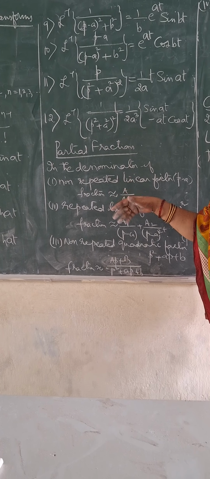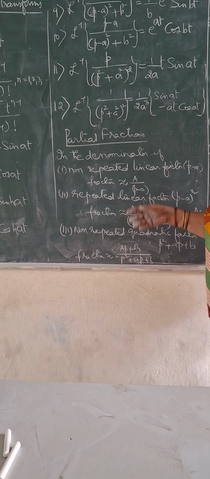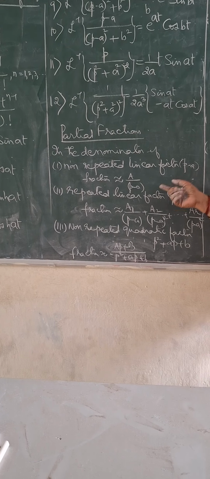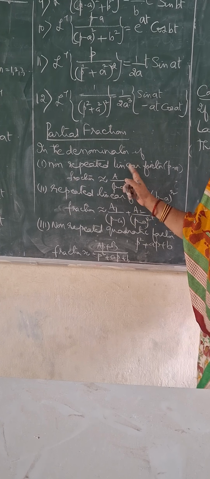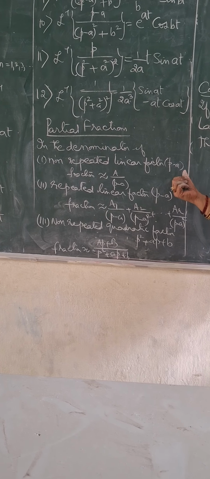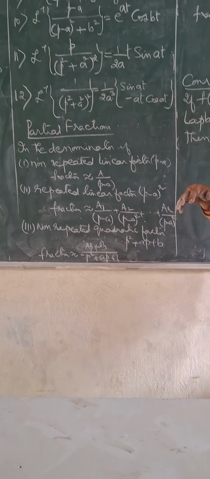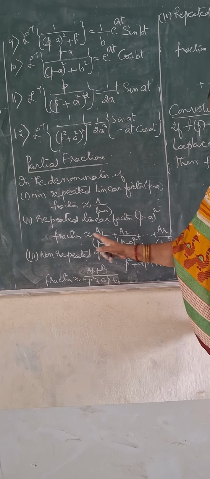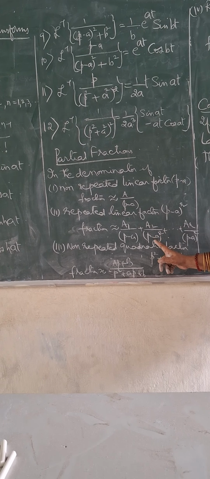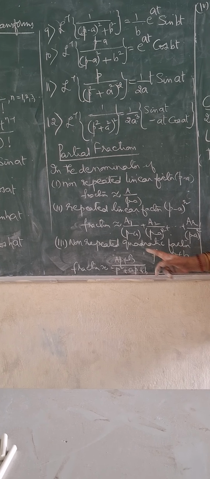If the denominator is going to have a non-repeated linear factor, simply p minus a, then the fraction will be taken as A by p minus a. If we are going to have p minus a whole power r, that means p minus a is repeated r number of times, then the fraction will be taken as A1 by p minus a plus A2 by p minus a whole square plus so on, Ar by p minus a whole power r.